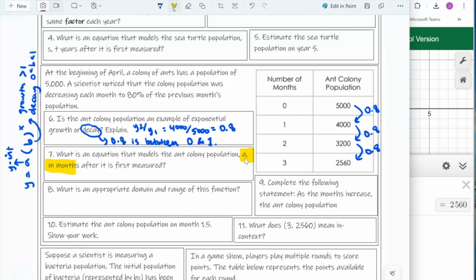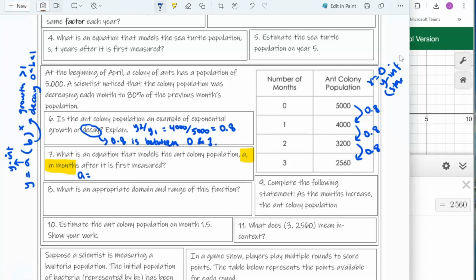M months after it was first measured. All right, so I have to use A and M. So the total population is A. So A is equal to, all right, what is my start? So remember, my start happens at x equals 0, and we're going to make a note of it again because we're just going to write it every single time. X equals 0 is my y-intercept. That way you don't get confused, which is my start.